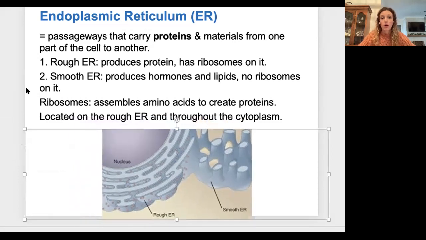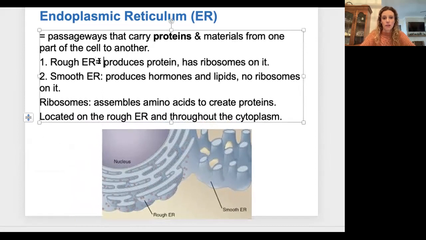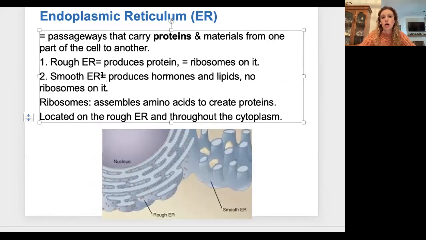So both the rough ER and the smooth ER are going to be carrying proteins and other materials in and out of the cell so it can then specialize. But the rough ER produces proteins and has the ribosomes on it. So rough has ribosomes, smooth, no ribosomes. So rough equals produces proteins equals ribosomes on it, whereas the smooth ER produces hormones and lipids, because it's not producing ribosomes. So no ribosomes on it. I want you to underline that, bold, okay, no ribosomes on smooth.